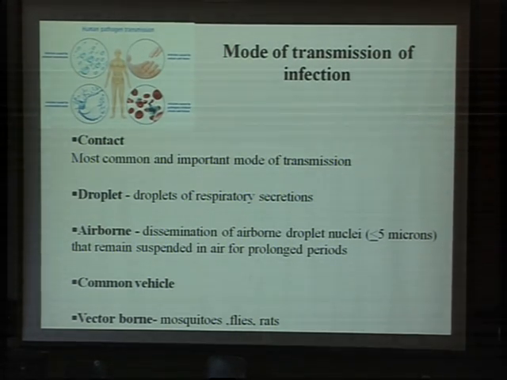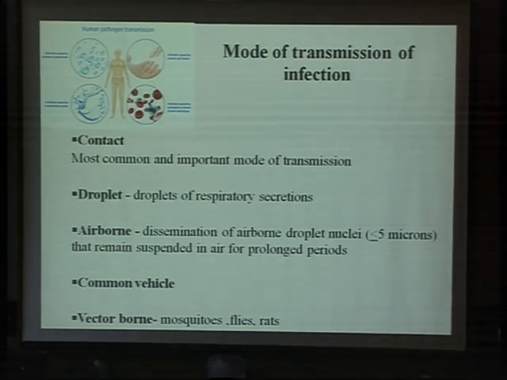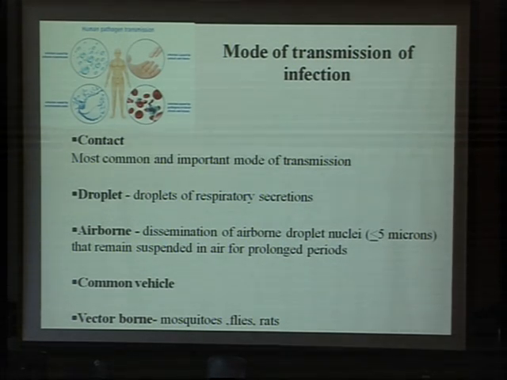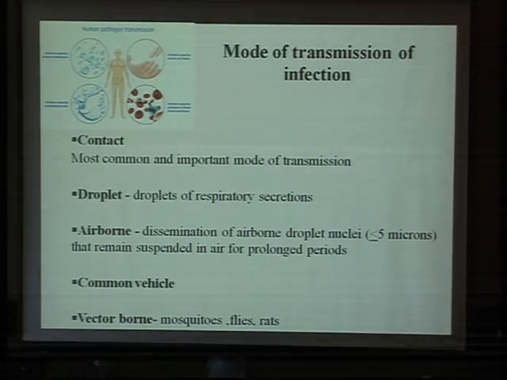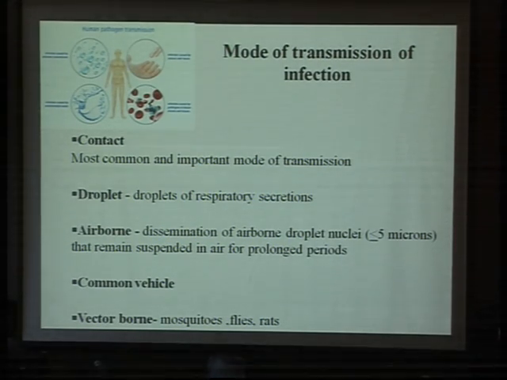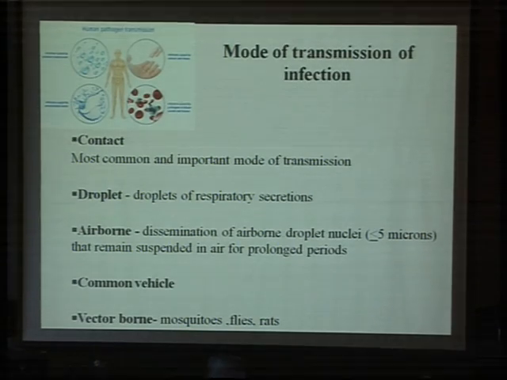There is the common vehicle, meaning the thermometer or the blood pressure cuff, anything that we can share in the hospital, and the medical equipment. Lastly, the vector-borne, which again is rare in the hospital because the hospital should have closed windows and the insecticide protocol is rare.